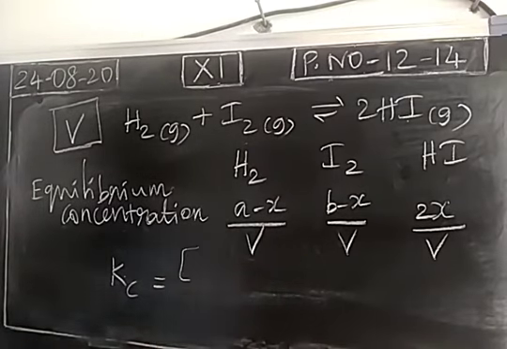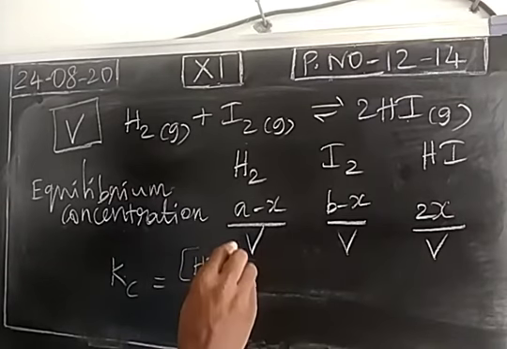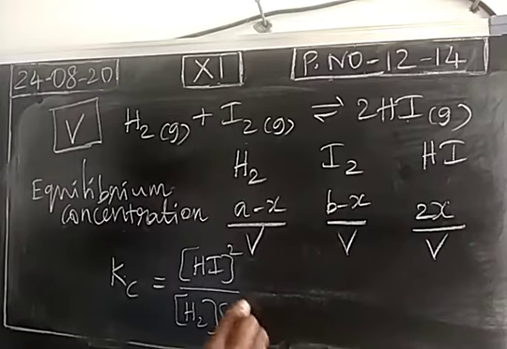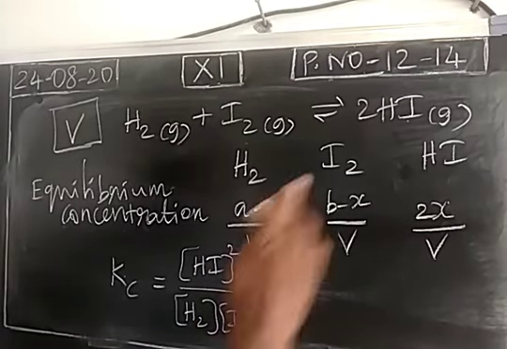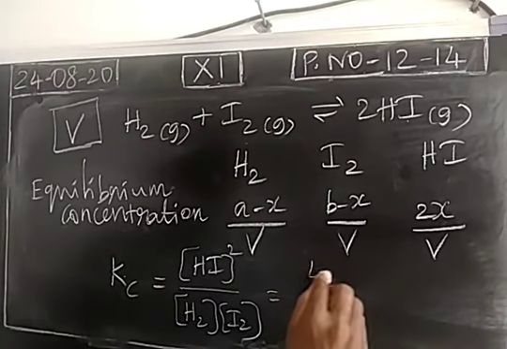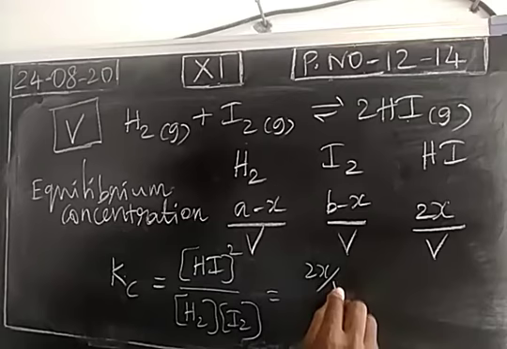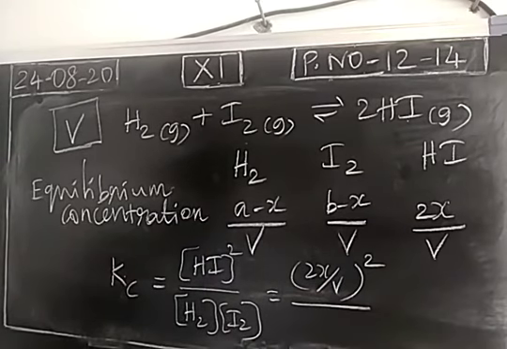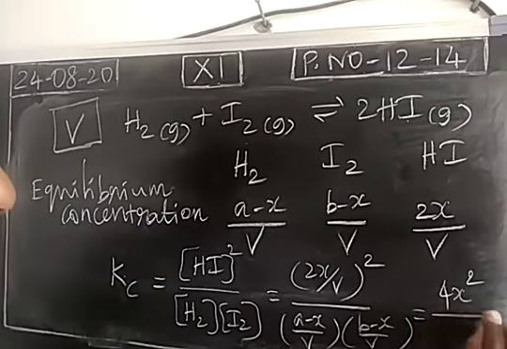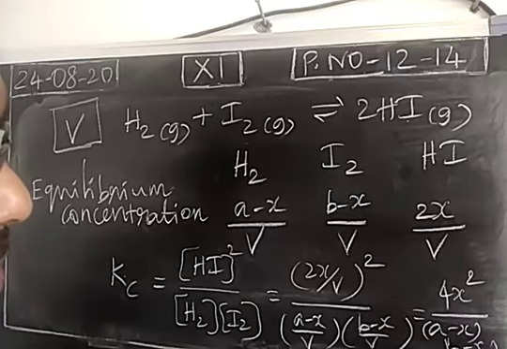You just substitute in the Kc formula, and we get the final expression. So Kc is equal to the concentration of product hydrogen iodide to the power 2 divided by the concentration of reactants hydrogen and iodine. The concentration of each term is already calculated. You just substitute the values. Concentration of product hydrogen iodide is 2x by V whole square divided by concentration of reactants hydrogen, A minus x by V, iodine, B minus x by V. So the final answer is 4x square divided by A minus x into B minus x.